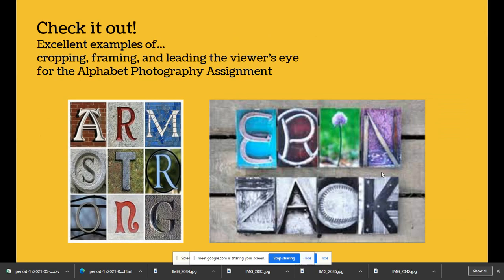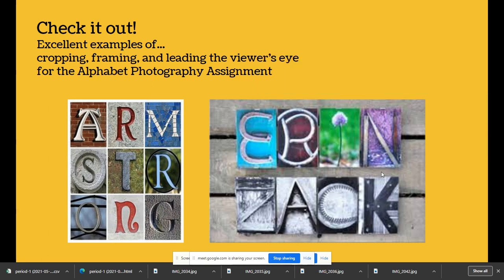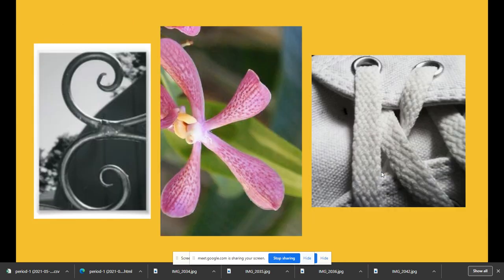The hardest thing about this assignment is making people be able to see and read what you took pictures of. These are some great examples of the way the photos are cropped and framed, so that the viewer's eye can see the letter instantly. The first one says Armstrong. These are all perfectly cropped and framed. And then the next two say Aaron and Zach. Again, all these letters are really easy to read because of the way that they're cropped. So these are some great examples.